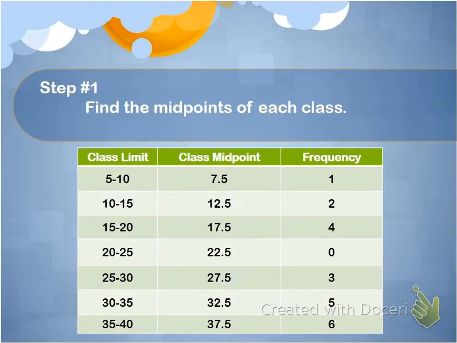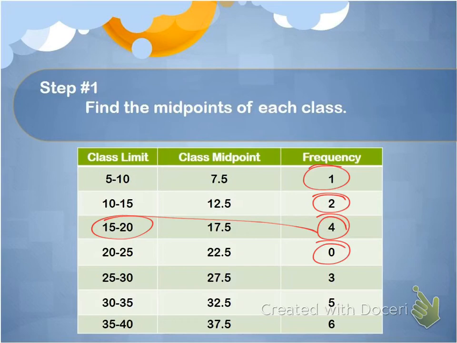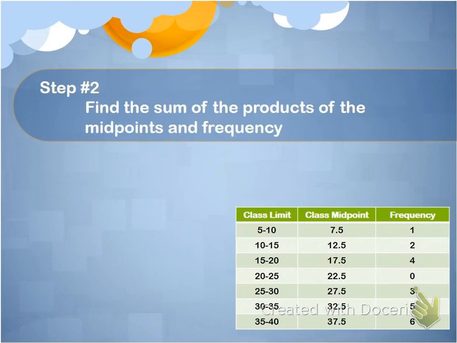The frequency is how many data points were in each interval. So there were 4 data points between 15 and 20, and 6 between 35 and 40. We're going to treat the frequency like weights. So this midpoint is going to get counted 6 times, or we can multiply 37.5 times 6. So we're going to multiply these 2 columns together.